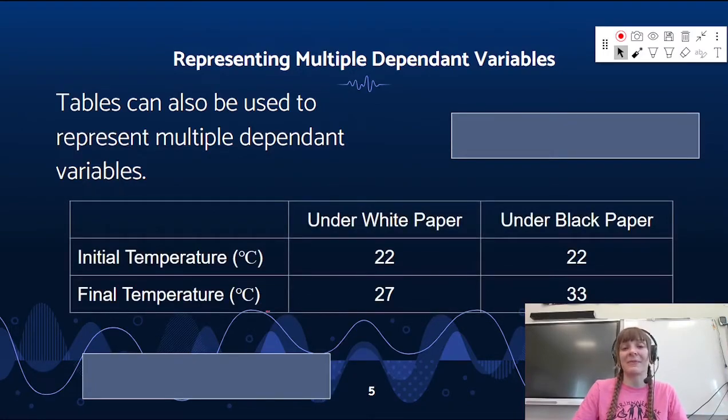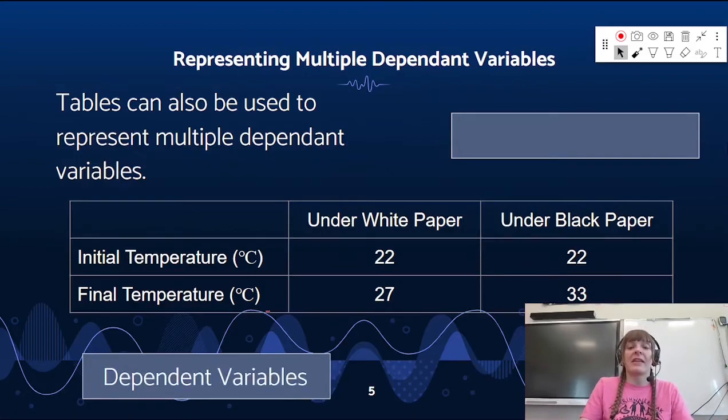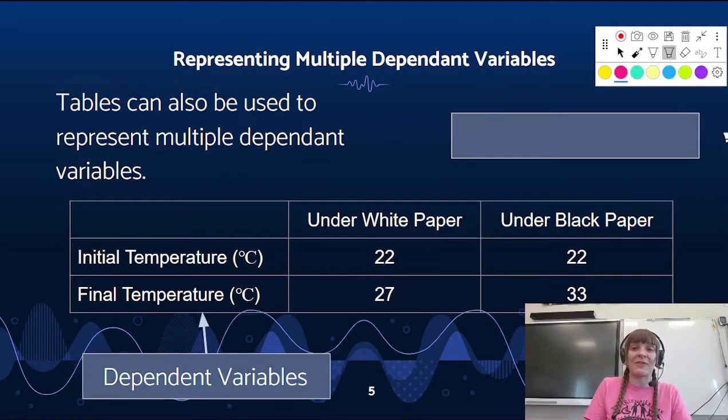Here's an example. So you can see here that we have a couple columns. We have one column where it's just a bunch of descriptions, and then we have two that have numerical values here. So in this case here, these are our dependent variables. These are the things that we are measuring, right? So we're measuring temperature in this case.